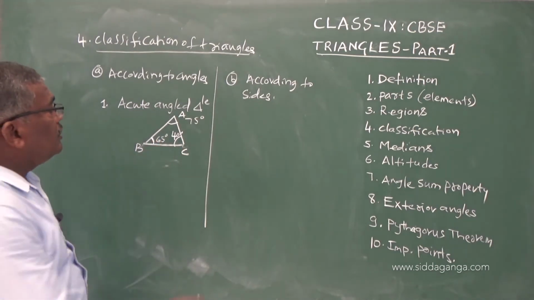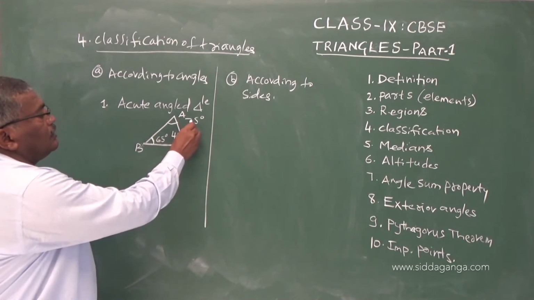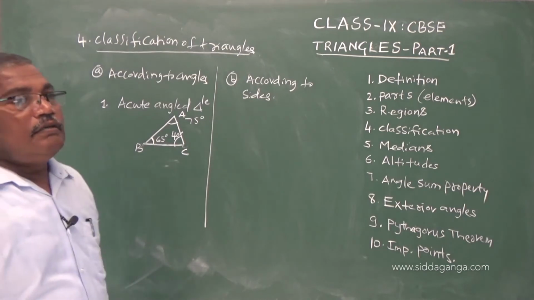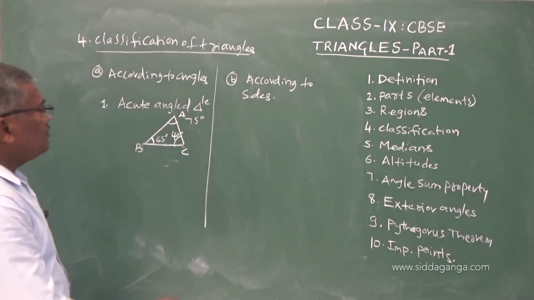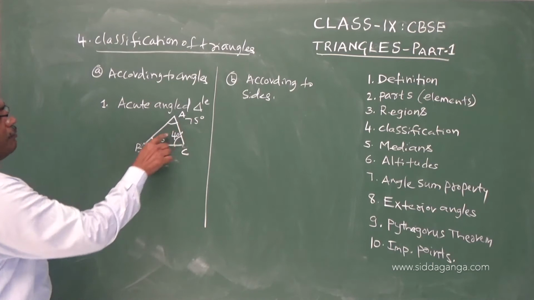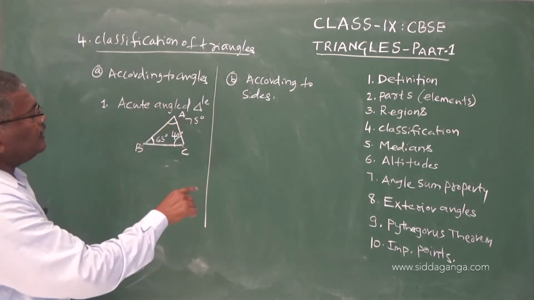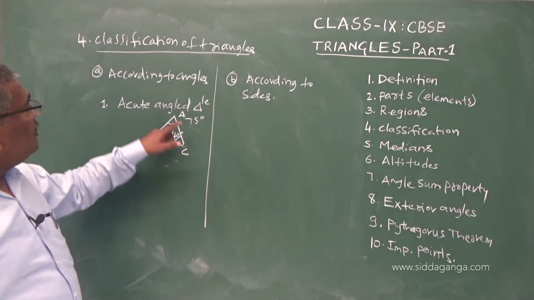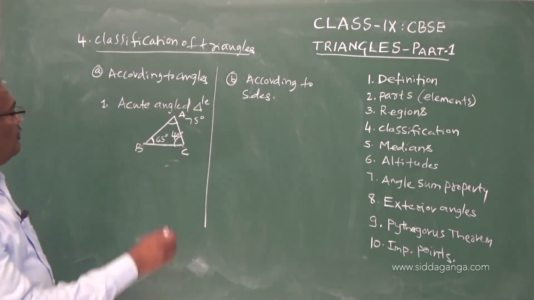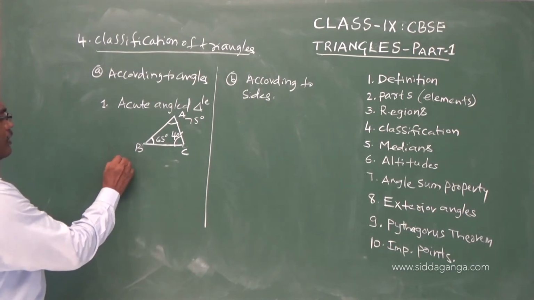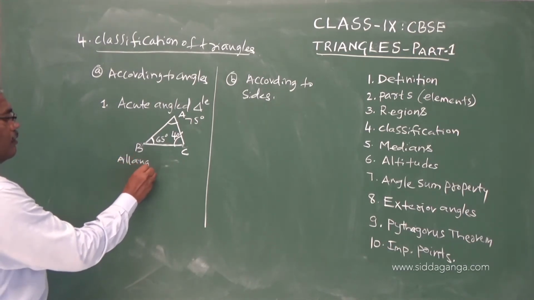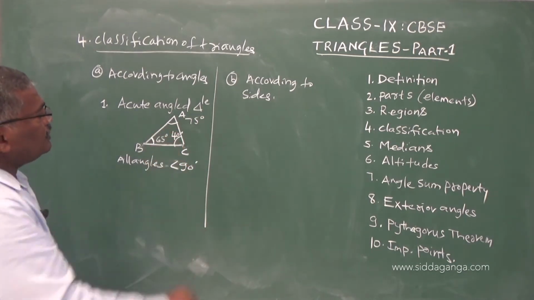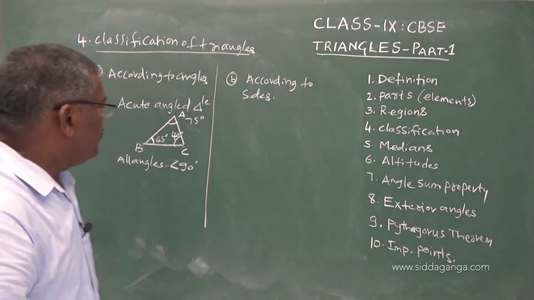So, remember the total must be 180 degree: 70 plus 60, 130, 130 plus 10, 140 plus 10. So, therefore, it is 180 degree. So, 75 plus 65 plus 40 is 180 degree. So, all three angles, as you can observe here, are less than 90 degree. So, this is an acute angle triangle.